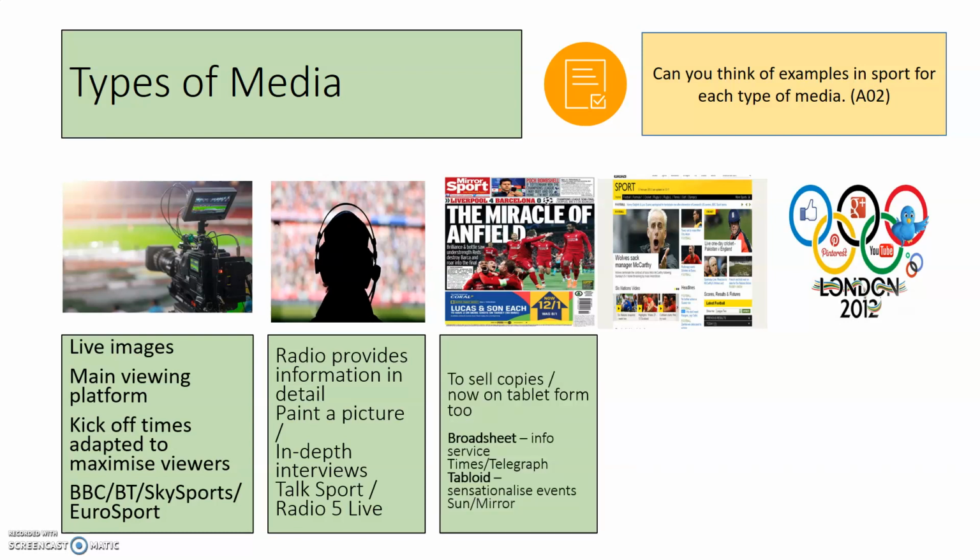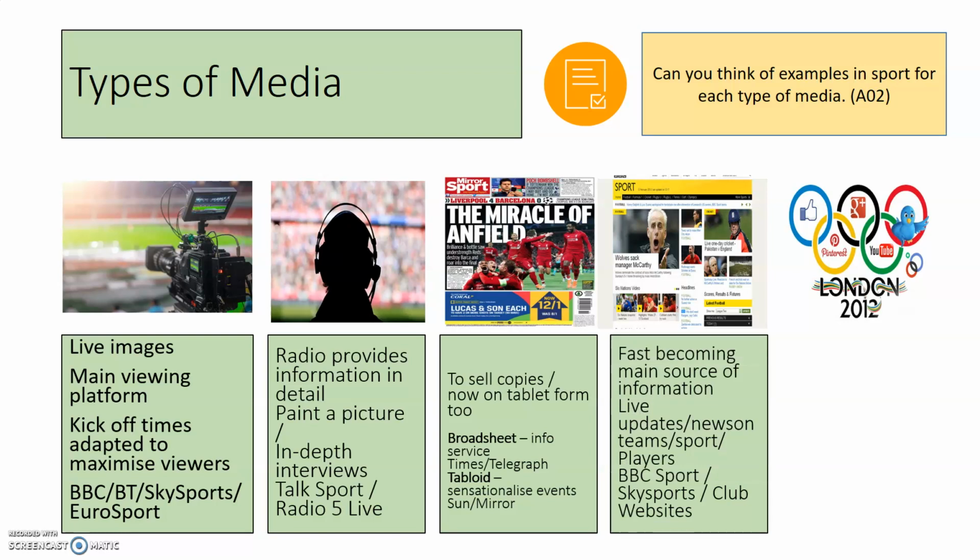When we think of newspapers, these in essence are trying to sell as many copies as possible, and we have two types of services for this: a broadsheet, which is more of an information service through things like the Times and Telegraph, and then we've got the tabloid papers, which are more kind of rumour mill papers. They look to sensationalise events, and that's through things like the Sun and the Mirror.